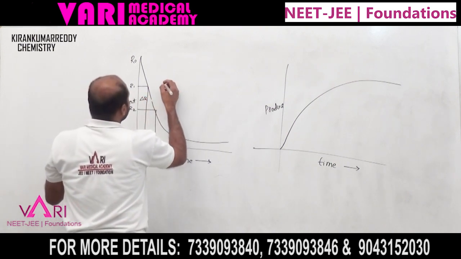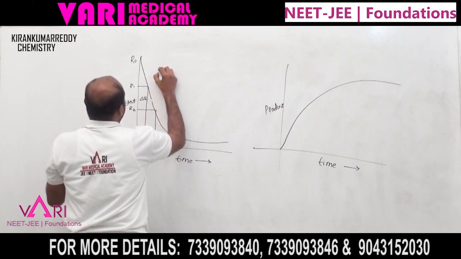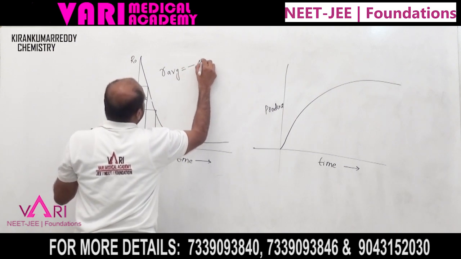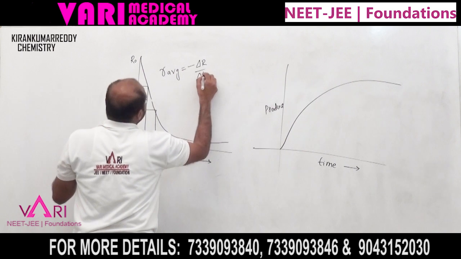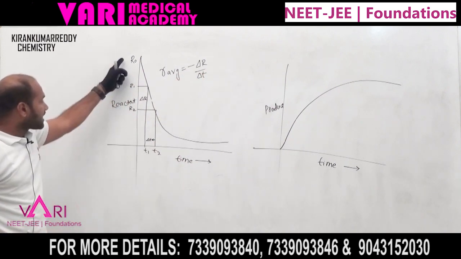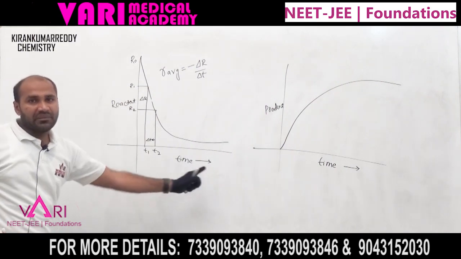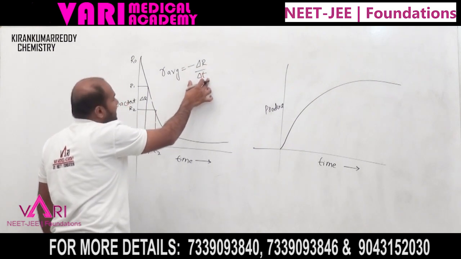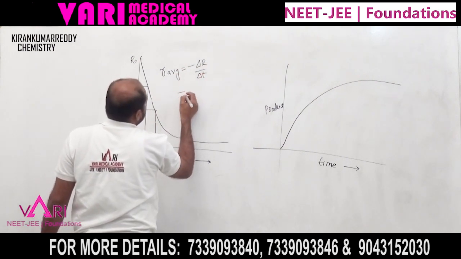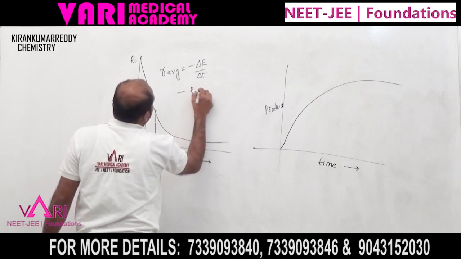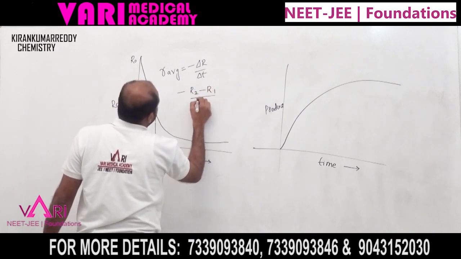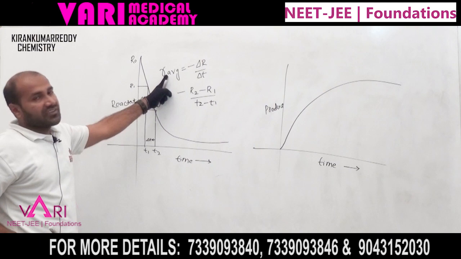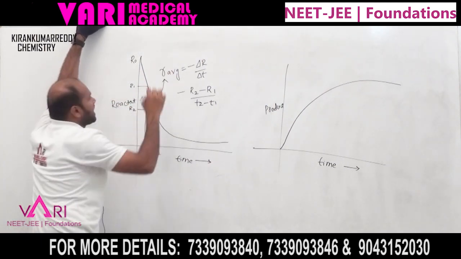Now the average rate of reaction, I am writing R average, is equal to minus delta R by delta T. Why am I writing minus here? Because reactant concentration decreases when time increases. That's why minus delta R by delta T, which is equal to minus (R2 minus R1) by delta T, meaning T2 minus T1. This is the average rate of reaction.